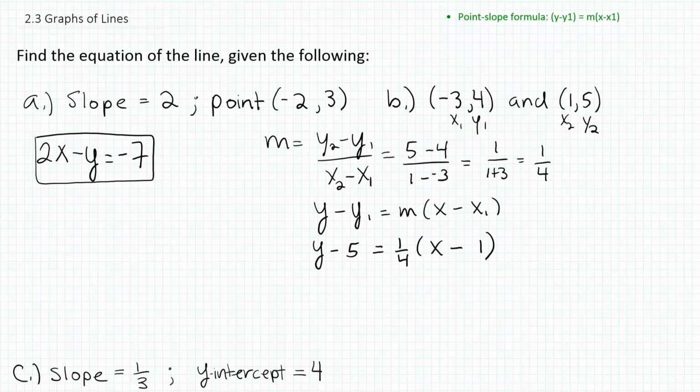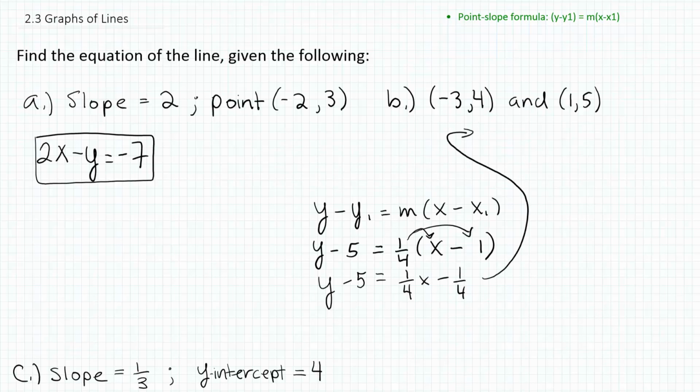So we can distribute the 1/4 if we want. That's very easy. We can just do 1/4 times x, which gives you 1/4 x, and then 1/4 times 1, which is going to give you negative 1/4. And on the other side, we have just y minus 5. Now from here, we probably want to get rid of the fractions, so we're going to multiply everything in the equation by the least common denominator, which in this case would be 4. Or in other words, we're going to multiply both sides of the equation by 4.